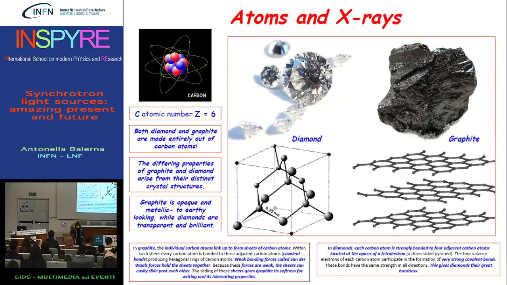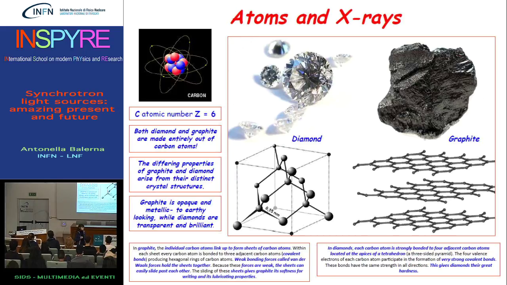And how can you understand their properties if you don't know about their atomic structure? So using X-rays, you can give these answers. You can say that graphite has this structure, diamond has this structure, and so you can understand their properties. And if you want to realize new materials, you also know what kind of structure they must have if you want them to behave in a certain way.